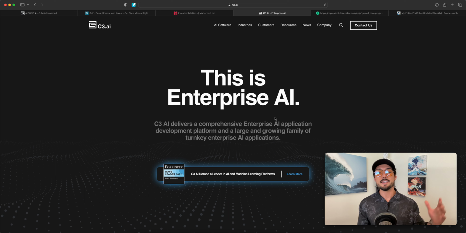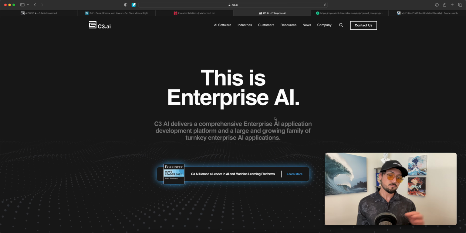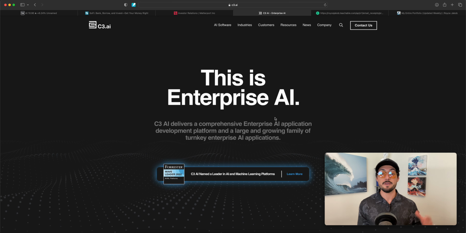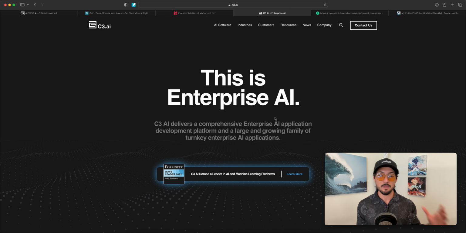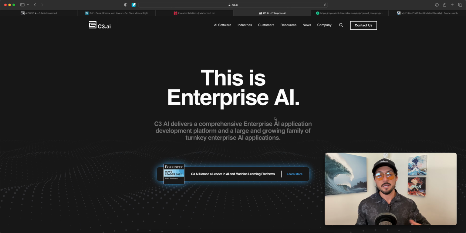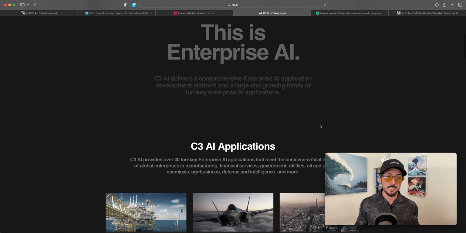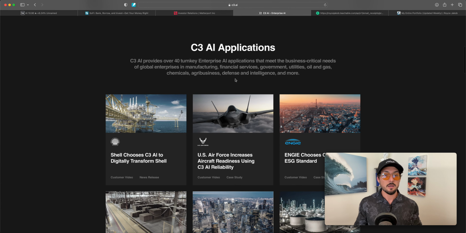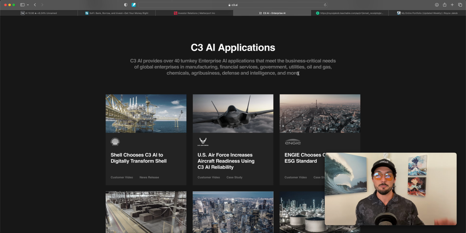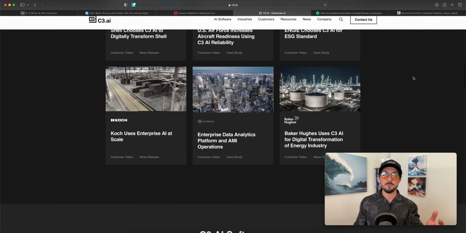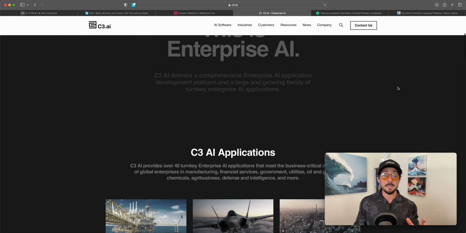So this is enterprise AI. C3 AI delivers a comprehensive enterprise AI application development platform and a large and growing family of turnkey enterprise AI applications. As you can see here, C3 AI provides over 40 turnkey enterprise AI applications that meet the business critical needs of global enterprise and manufacturing, financial services, government, utilities, oil and gas, chemicals, agribusiness, defense and intelligence, and more. So as you can see here, you guys, you can scroll down this for yourself, but this is one of the companies of the future right here.